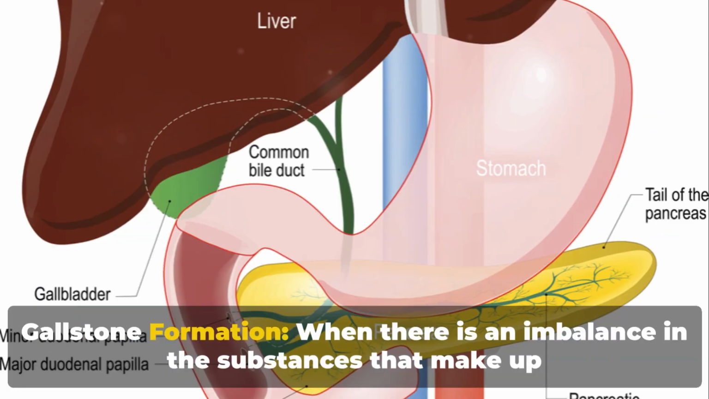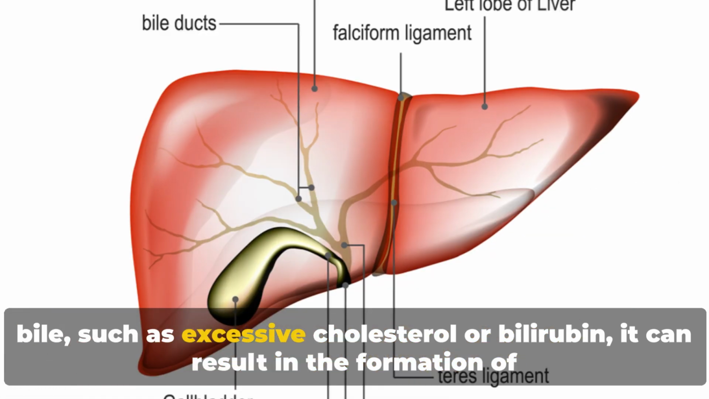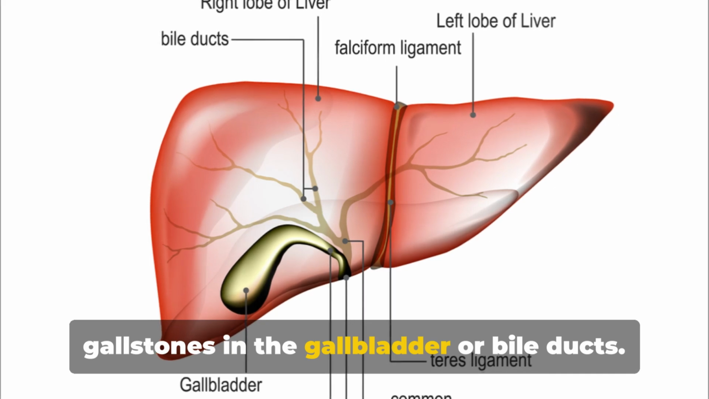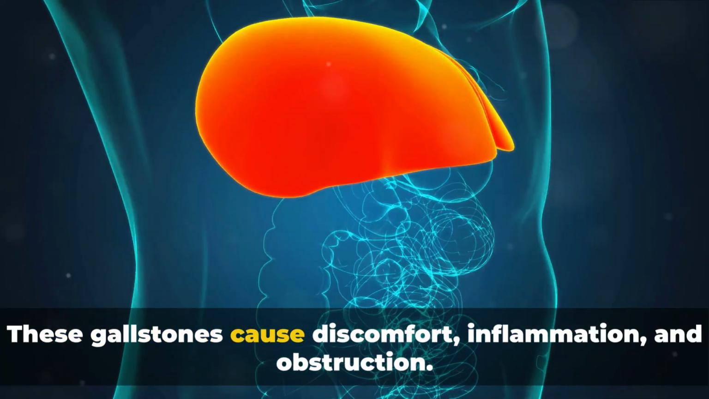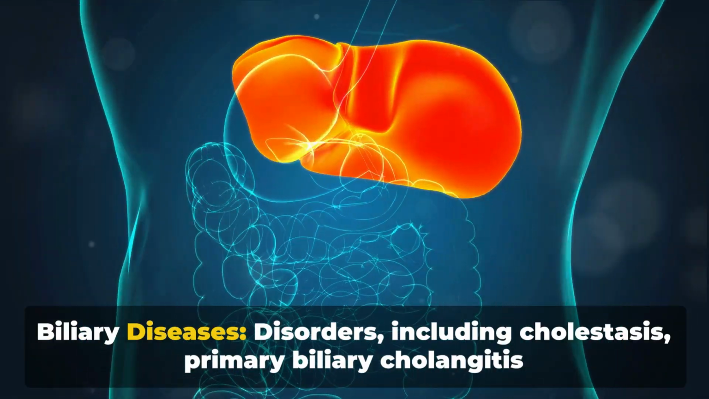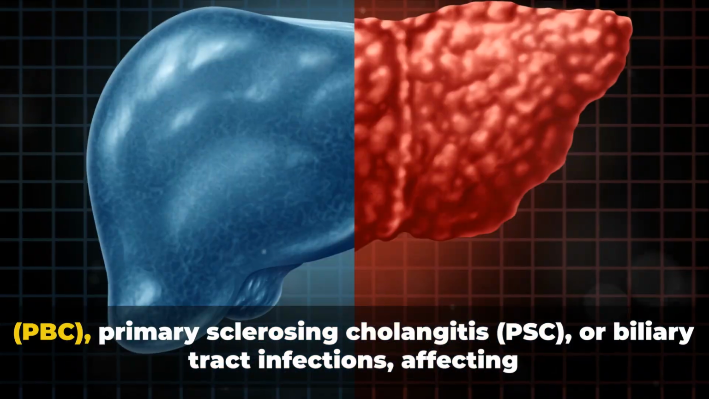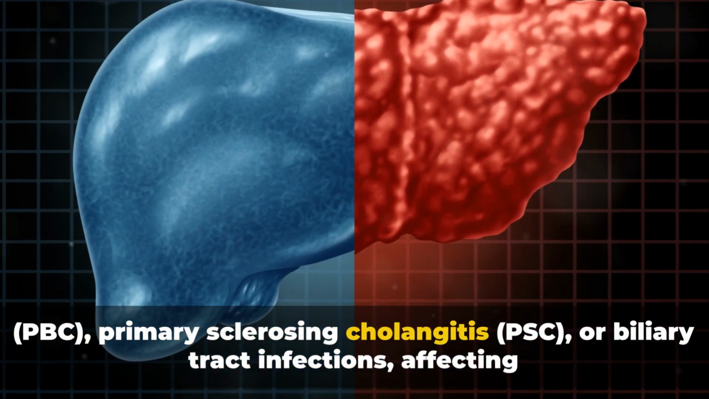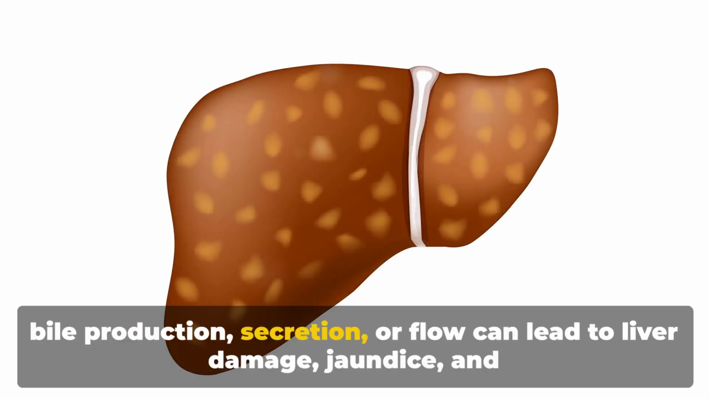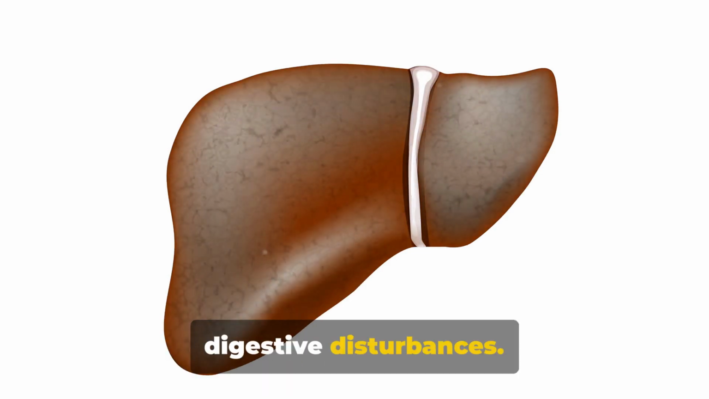1. Gallstone formation. When there is an imbalance in the substances that make up bile, such as excessive cholesterol or bilirubin, it can result in the formation of gallstones in the gallbladder or bile ducts. These gallstones cause discomfort, inflammation, and obstruction. 2. Biliary diseases. Disorders including cholestasis, primary biliary cholangitis, PBC, primary sclerosing cholangitis, PSC, or biliary tract infections affecting bile production, secretion, or flow can lead to liver damage, jaundice, and digestive disturbances.